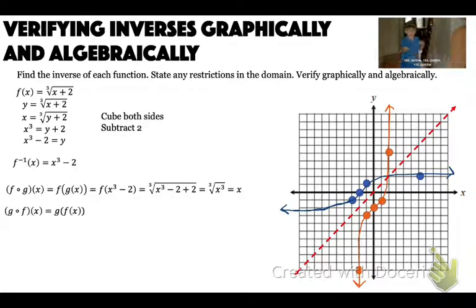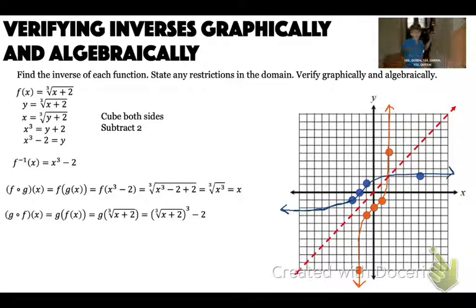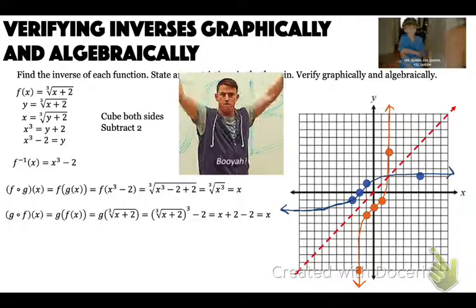Do it the other way. So I'm going to plug the cube root of x plus 2 into that function. So that's going to be the cube root of x plus 2, cubed, minus 2, which is x plus 2 minus 2, which is x. Booyah.